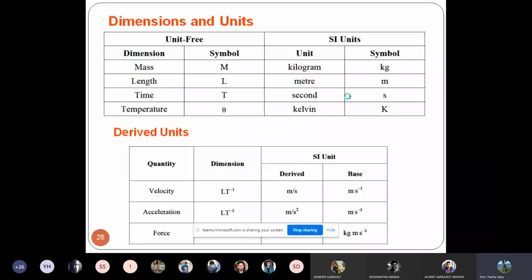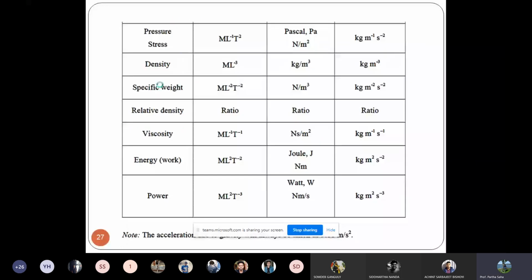I have listed various dimensions which are mainly used. I think you all pretty much know what these dimensions are. It is important to remember them, because when you solve numericals you may need them. I have listed them here so that it becomes easy for you, especially viscosity, relative density, and power. The unit of power is the watt, which is nothing but kg meter square per second cube, but people usually use watt, or Newton meter per second.